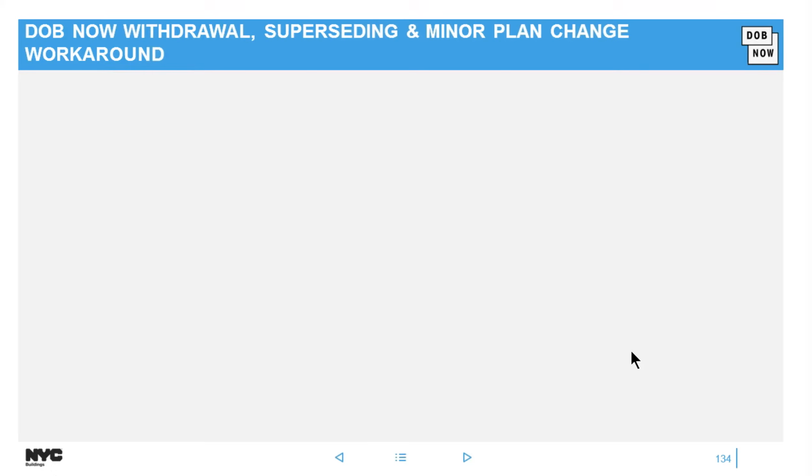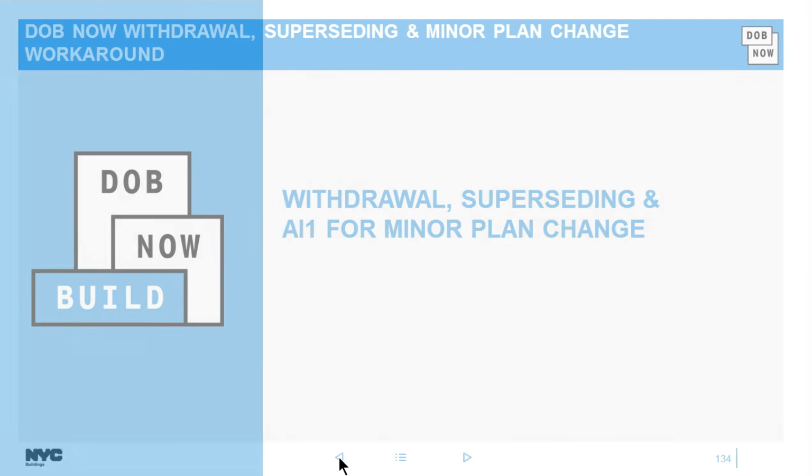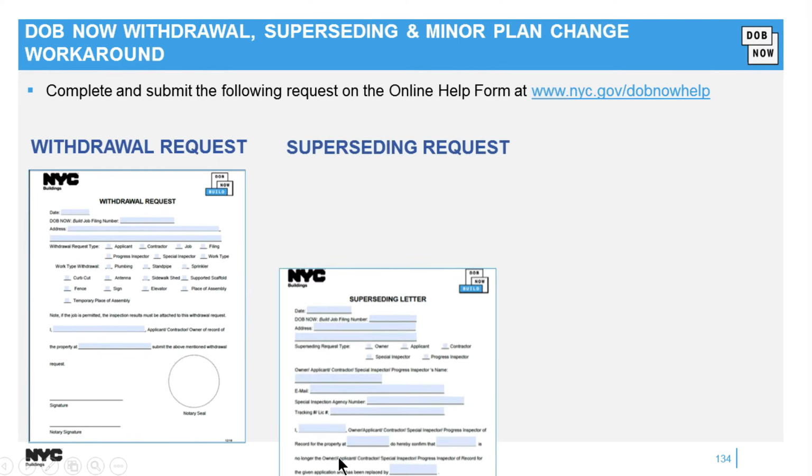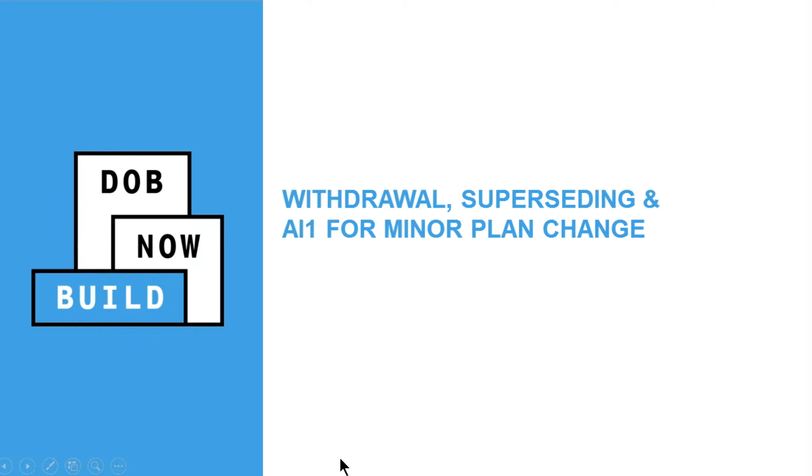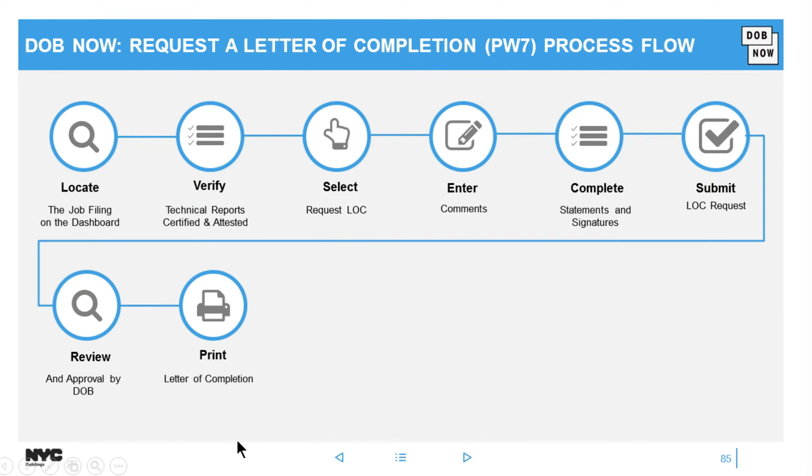Again, you'd locate the job filing and scroll across to the select action column, and you could print from there as well.